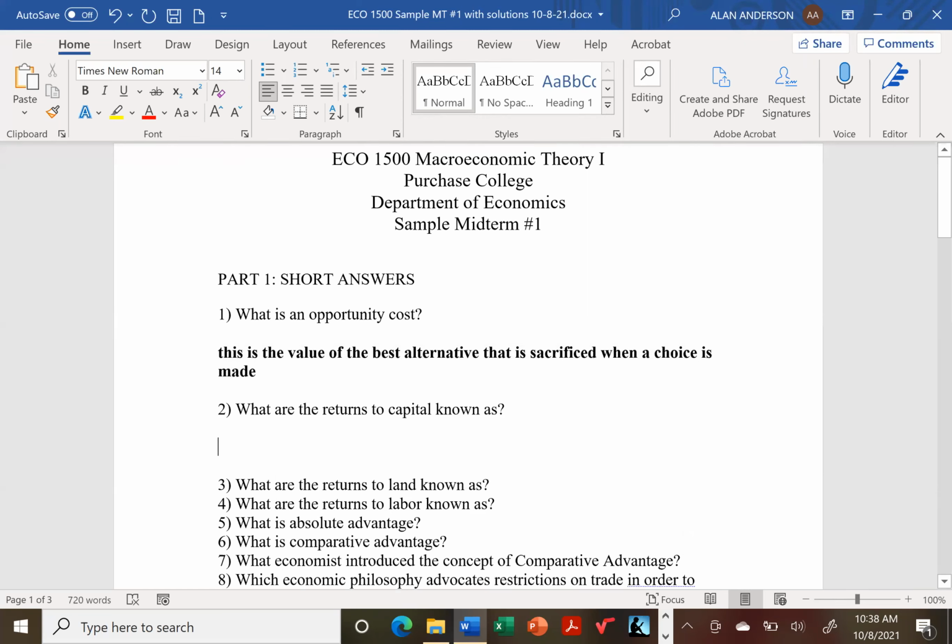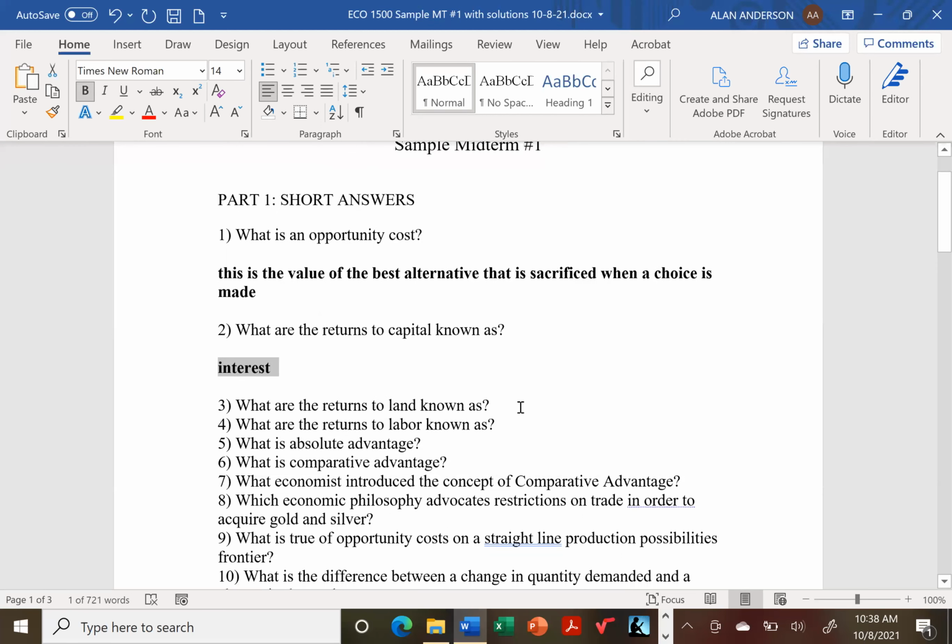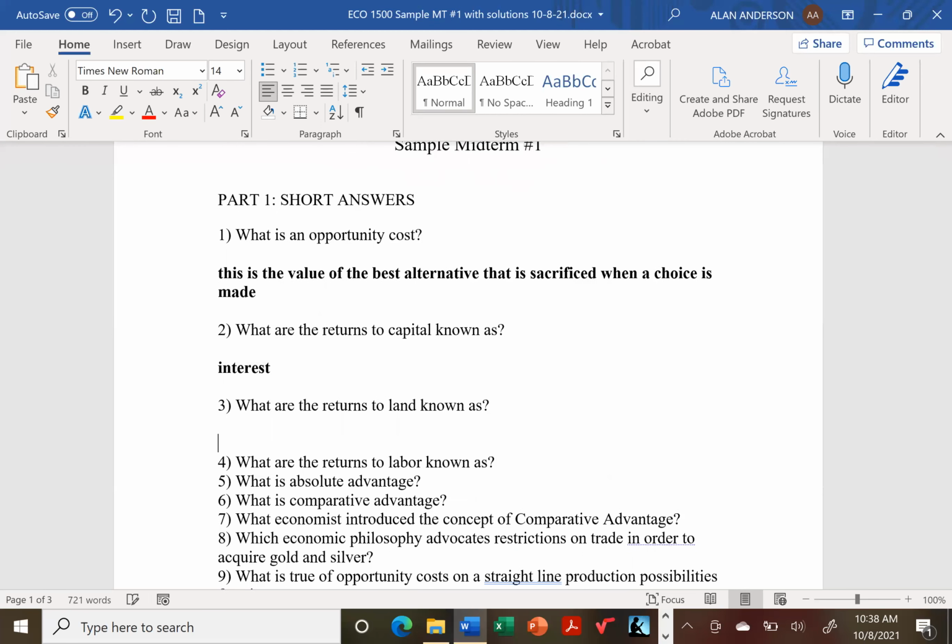All right, now, returns of capital are known as interest. You might remember we discussed the different factors of production: land, labor, capital, and entrepreneurship. Each one has its own unique form of return, which is what the owner of this resource is paid in order to use it.